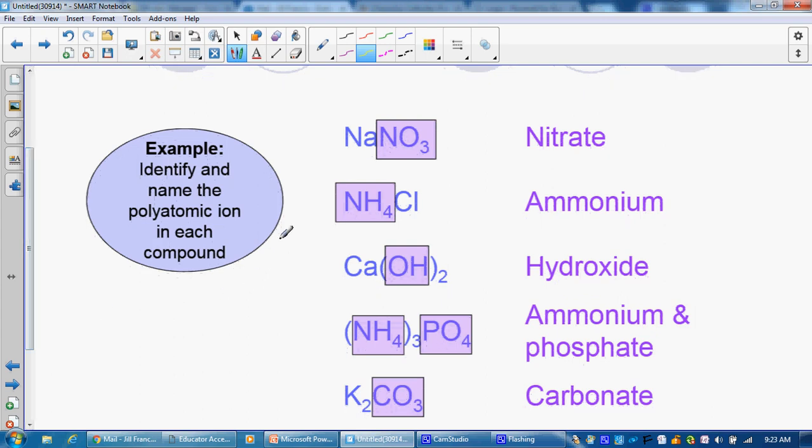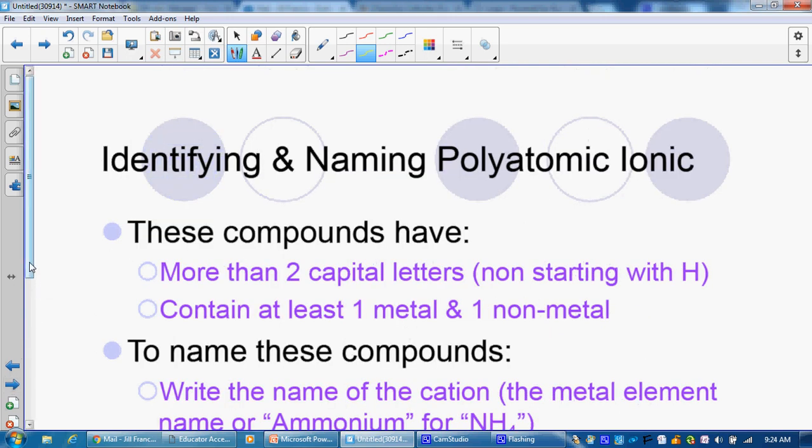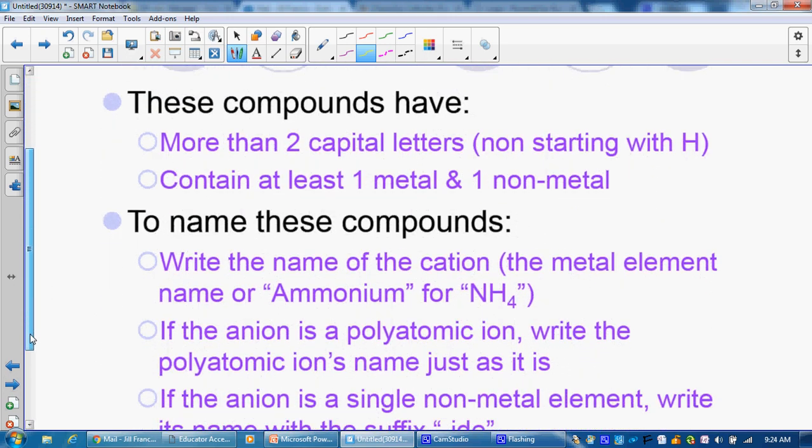Okay, so we've got sodium nitrate, we've got ammonium chloride, we've got calcium hydroxide, ammonium phosphate, and potassium carbonate. Okay, so really all you have to do with these is find them on your polyatomic ion chart and then name them.